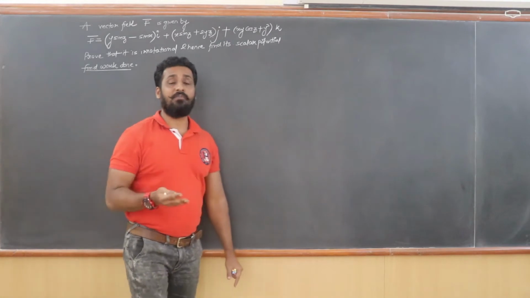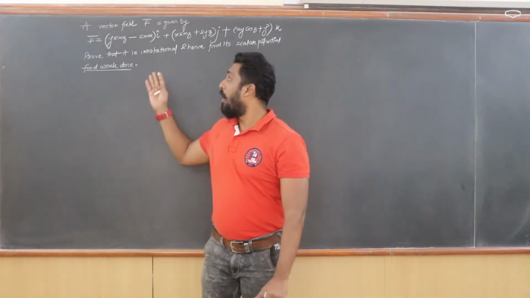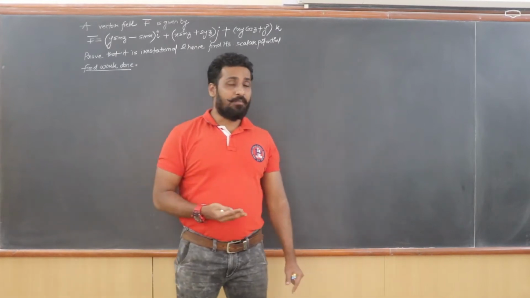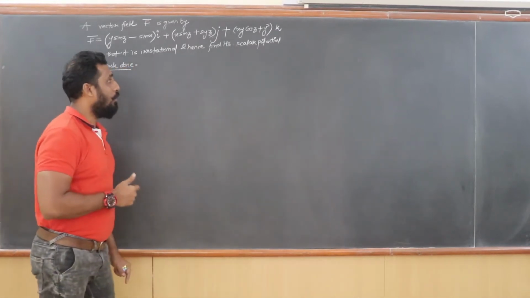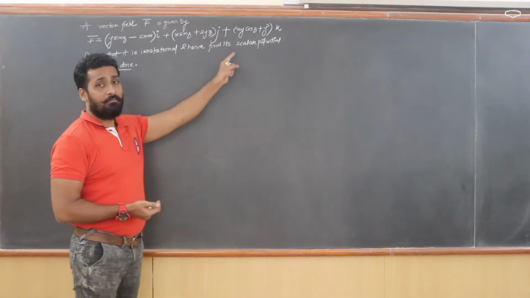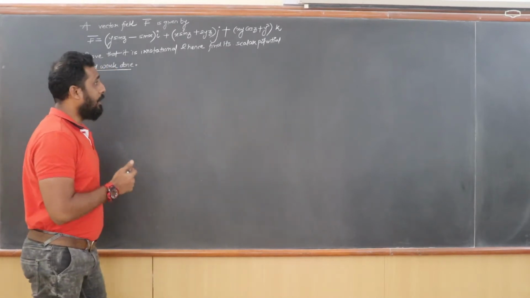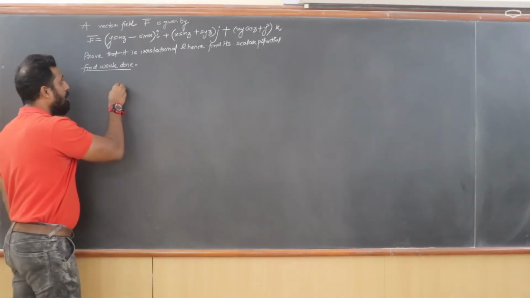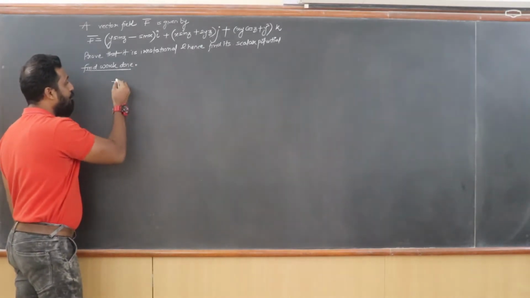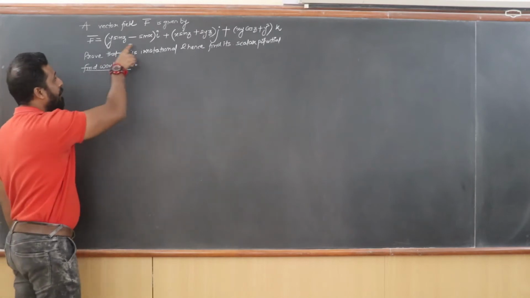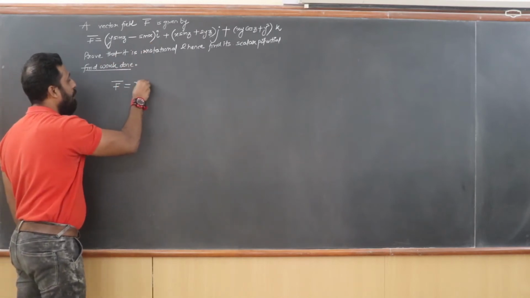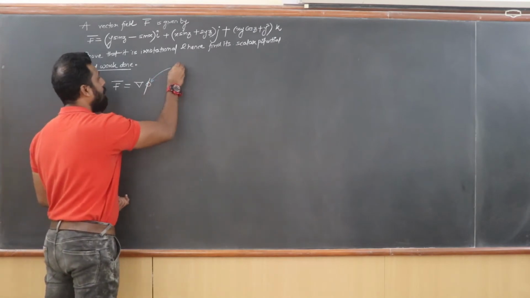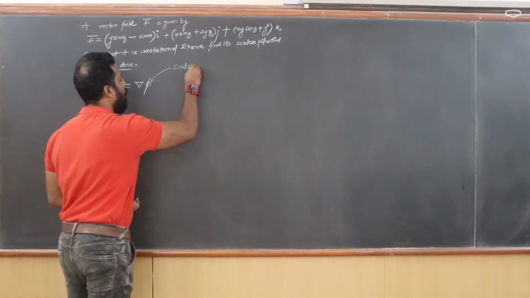Now, this concept I have already covered in the previous lecture: how to find whether a vector is irrotational or not. So the next part of this chapter is finding scalar potential. Whenever a vector is irrotational, you can always represent the given vector F bar as del phi. Now this phi is called a scalar potential.